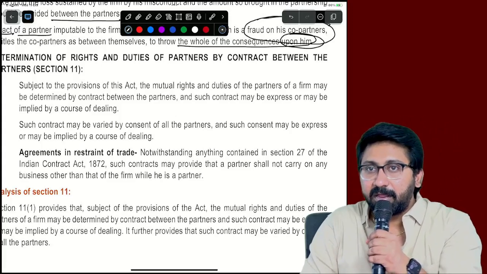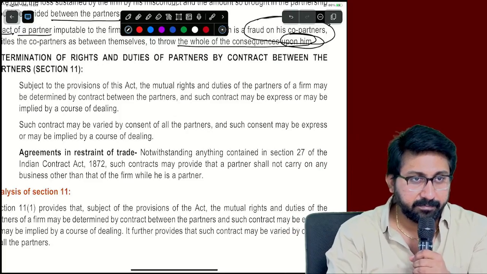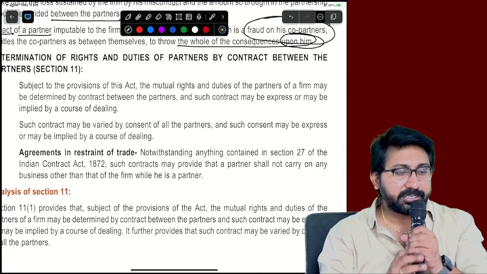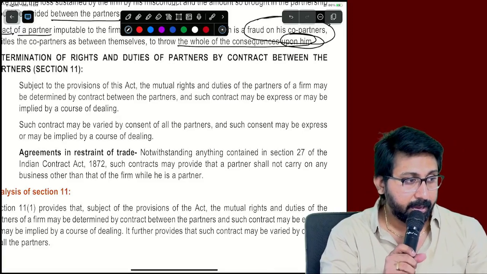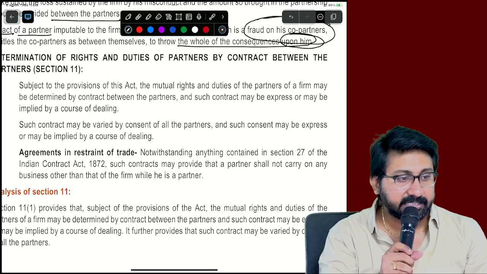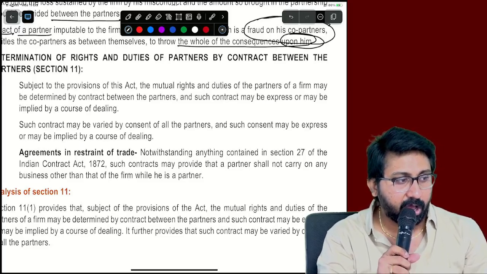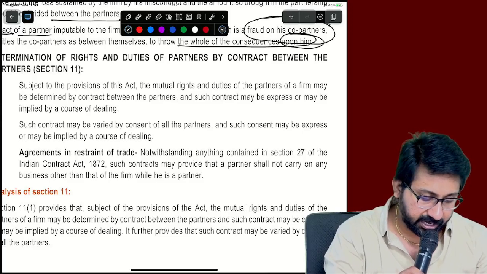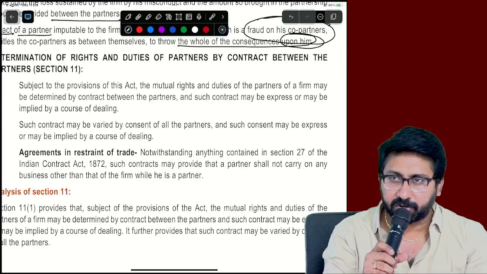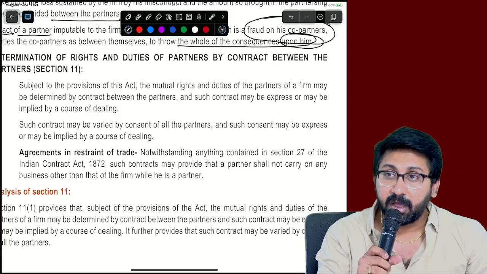Listening or not? Read again. Subject to the provisions of this Act, the mutual rights and duties of the partners of a firm may be determined by contract between the partners, and such contract may be expressed or may be implied by a course of dealing. Such contract may be varied, which means you can make changes to that contract by consent of all the partners.